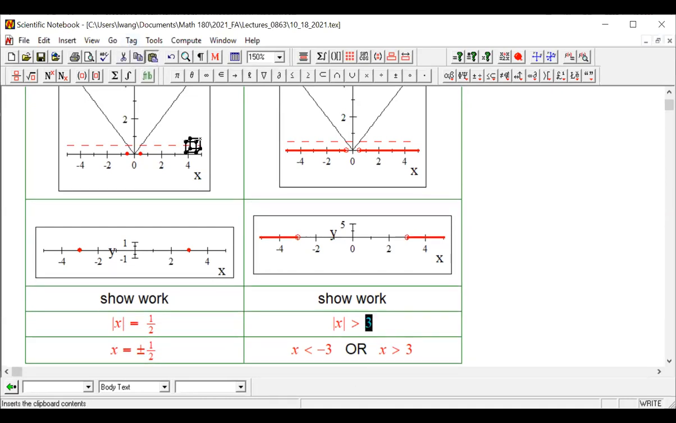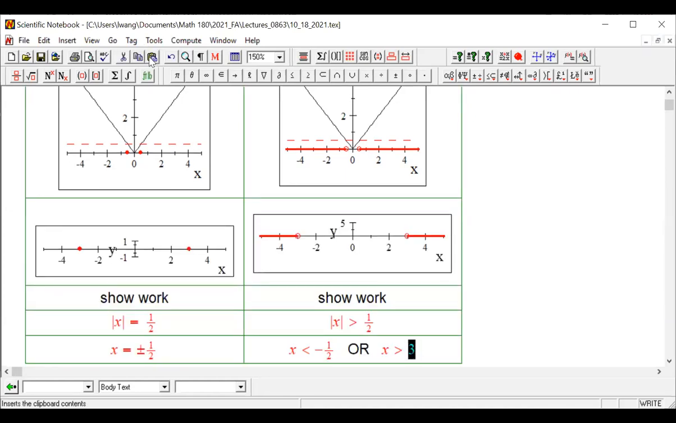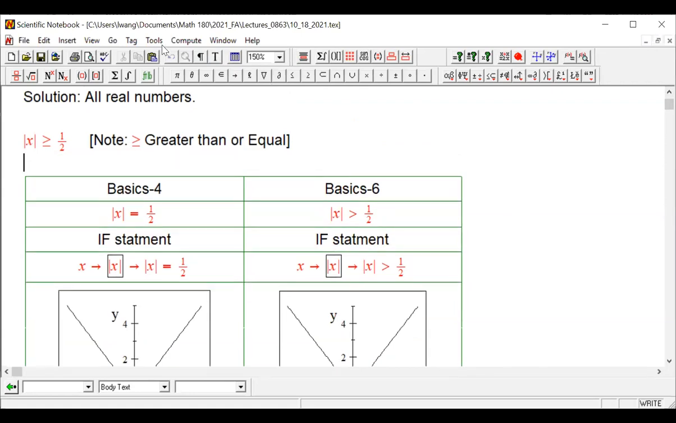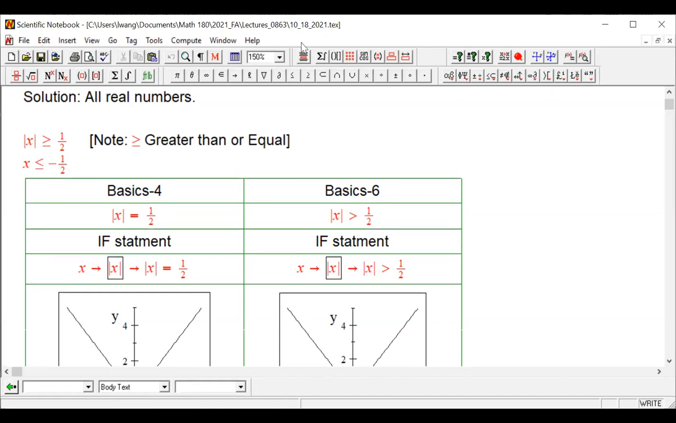Larger than half, you're going to get less than negative half or greater than half. You combine these two. So what will be the solution finally? Okay, so I'm not going to spend time adjusting these two pictures now, but later, okay? So what will be the answer? The answer should be x less than or equal to negative half, or x is greater than or equal to half.